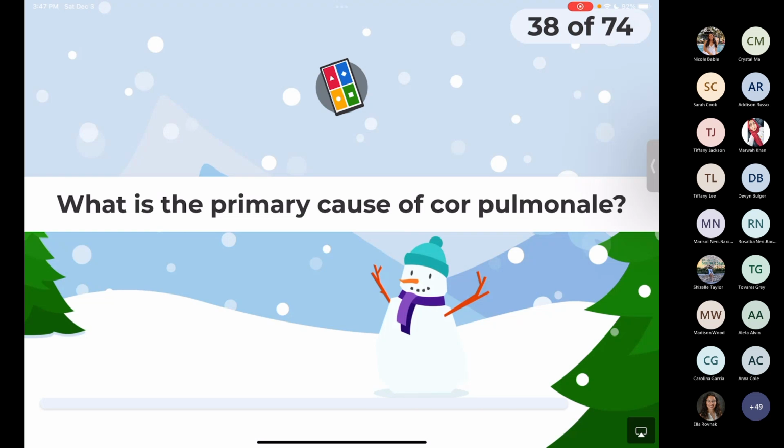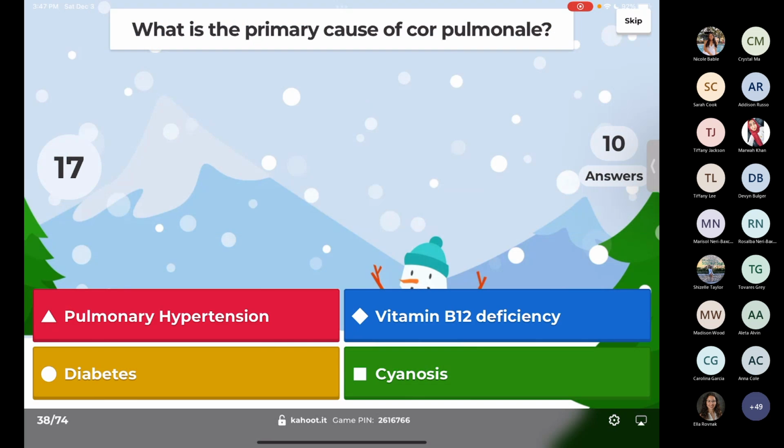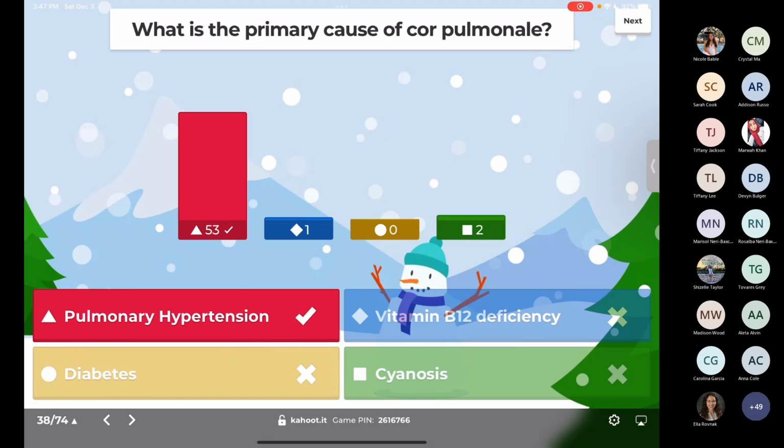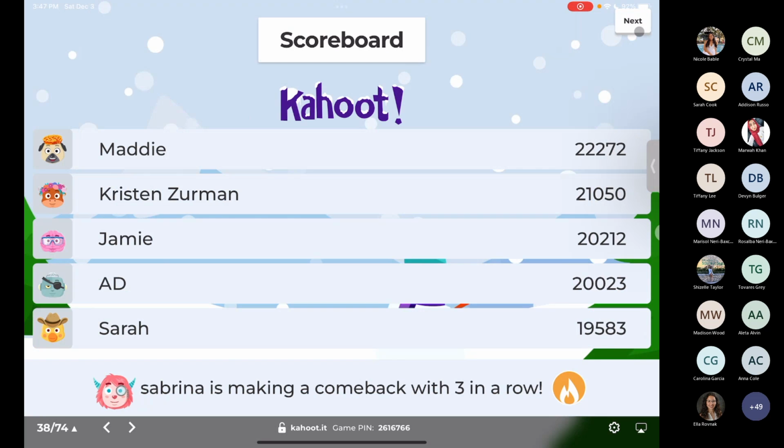What's the primary cause of cor pulmonale? Awesome. Remember, pulmonary hypertension almost always will lead to cor pulmonale. What is cor pulmonale? That is right-sided heart failure associated with pulmonary hypertension.